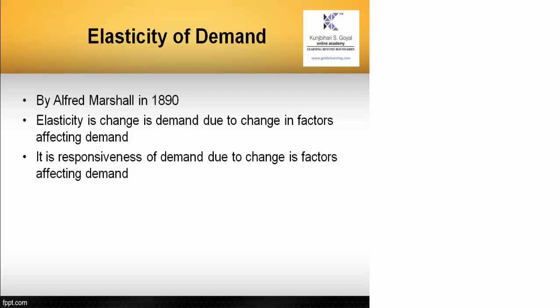In a similar way, when price, income or any other factor which affects demand changes, demand will react. This response of demand is what we call elasticity of demand. So what does elasticity mean? It is nothing but the responsiveness of demand, right?